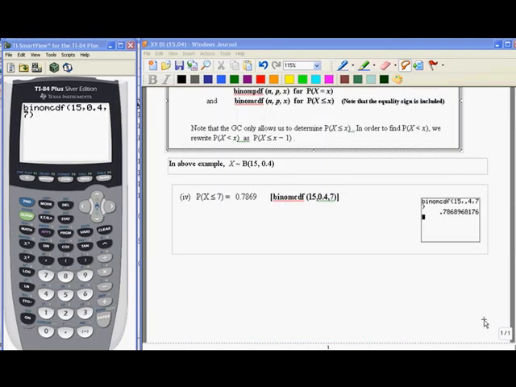In this last example, we need to find the cumulative probability of X up to and equal to 7. So all we need to do now is to use GC binom CDF with n 15, p 0.4, and x as 7. Enter, and the probability is as shown.